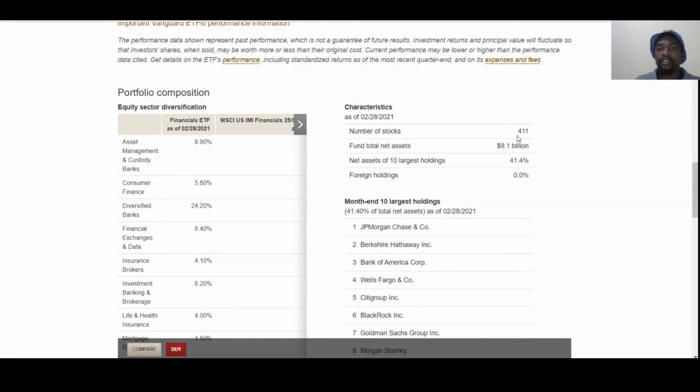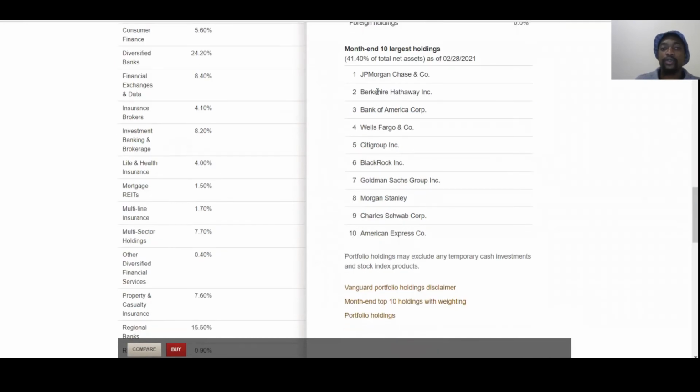So this ETF has about 400 stocks and a net asset value of 9.1 billion. The top 10 holdings make up 40% of this ETF. The big holdings here are the likes of JP Morgan and Berkshire Hathaway. So if you are a Warren Buffett fanboy, you probably want to buy this because there's a lot of Warren stuff in here. There's also Bank of America. We are bullish on Bank of America.